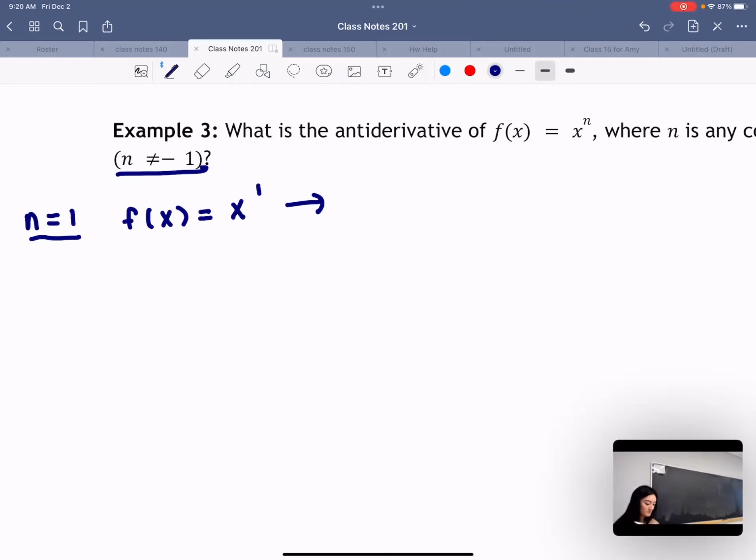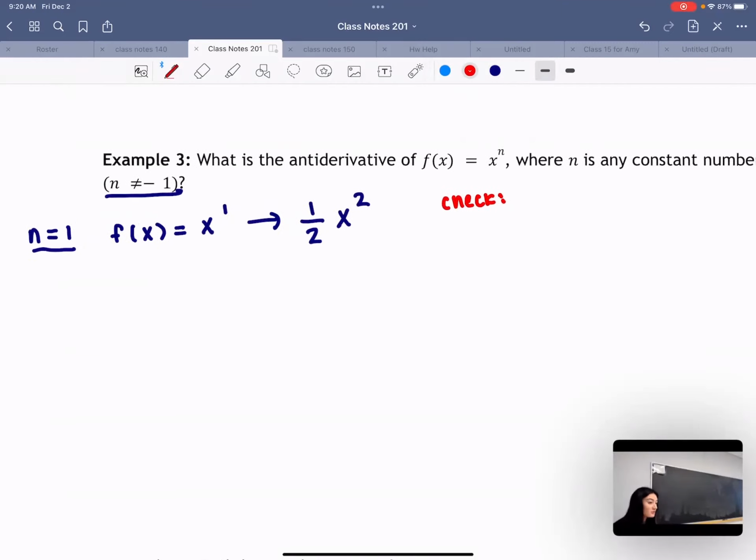1/2 x squared. Good, 1/2 x squared, right? Because we can check. If I took the derivative of 1/2 x squared, I can do 1/2 times 2 times x to the first. The 2's cancel out and we're left with x to the first. So we're all good.